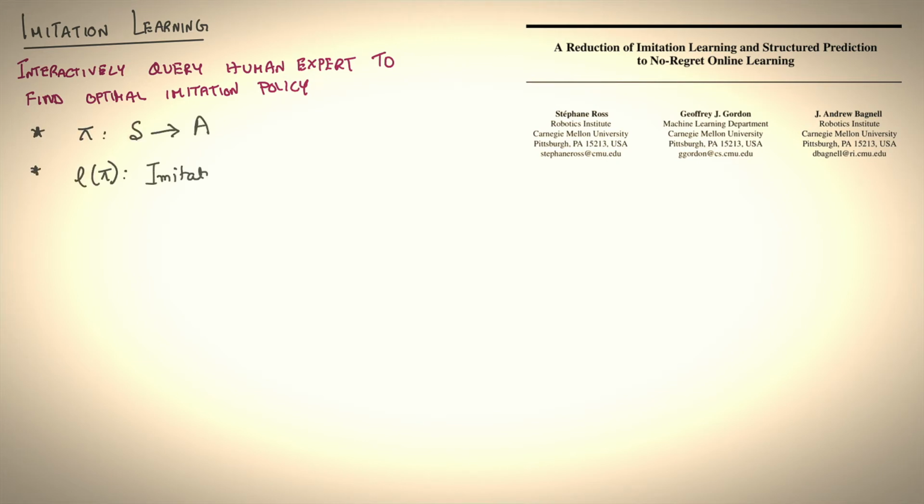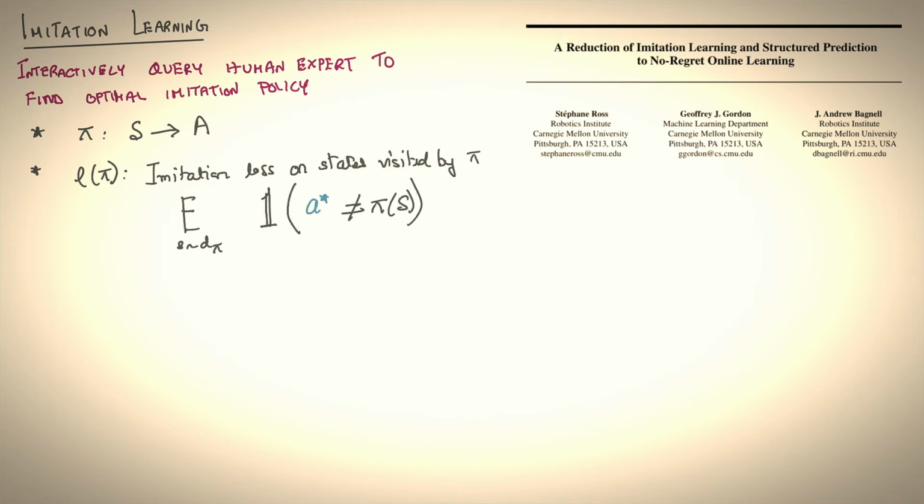So, what is imitation learning? In this setting, you have a learner that's interactively querying a human for what action they would do in a particular state. So, the learner is trying to learn a policy that maps states to actions. The loss of a policy is, did the policy select the same action as the human in that state, right? And so on states visited by the policy pi, query the human for their action and penalize for not selecting that action.